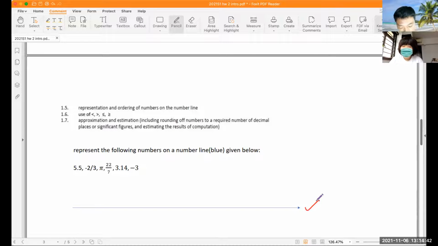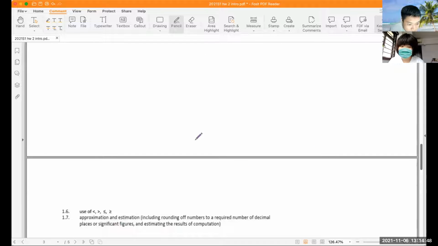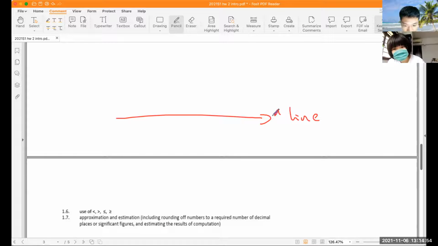Okay. So let's talk about the general concept of a number line first, without looking at this question. So this is a line. This is a line with an arrow, and then you have a 0 here, and then on the left, you have the negative.